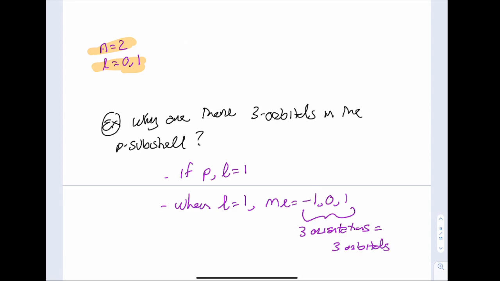A common answer I'll get to this is they'll say, well, it holds 6 electrons. It holds 6 electrons because there's 3 orientations, not vice versa. If there's 4 orbitals, it would hold 8 electrons. So the number of electrons it can hold is based on the number of orbitals, not backwards. So be careful for reverse logic. There's 3 orbitals because there's 3 values for m sub l. Because I can put 2 electrons per orbital, my p subshell can hold 6 electrons.